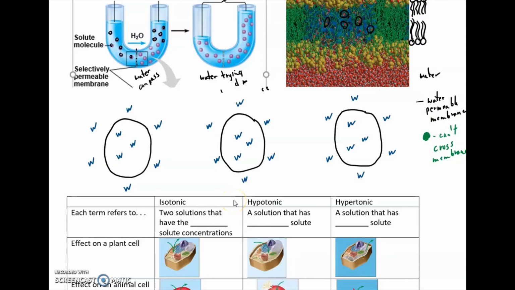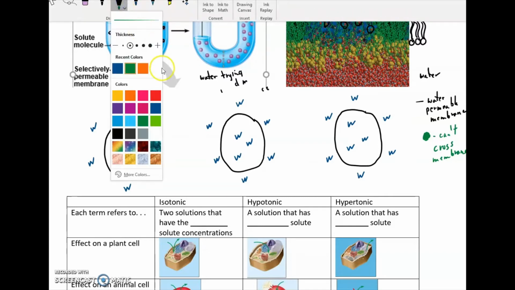So let's look at the 3 examples I've made here. Each of the black circles is a cell, a very simple cell, but a bilayer membrane that's water permeable, but my large green molecule can't pass.